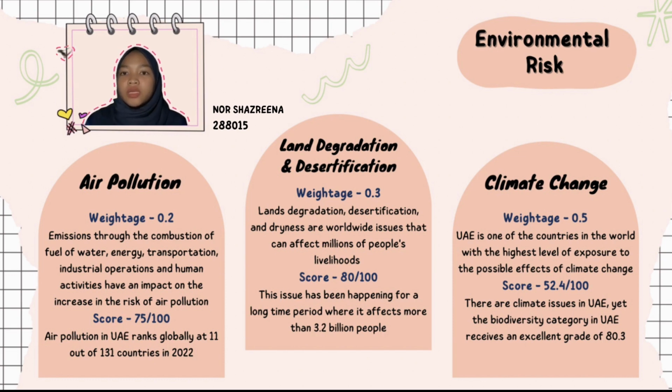The last factor is climate change, with the weightage given being 0.5. It is because UAE is one of the countries in the world with the highest level of exposure to the possible effects of climate change. The score given is 52.4 over 100 because although there are climate change issues in UAE, the biodiversity category in UAE receives an excellent grade of 80.3.